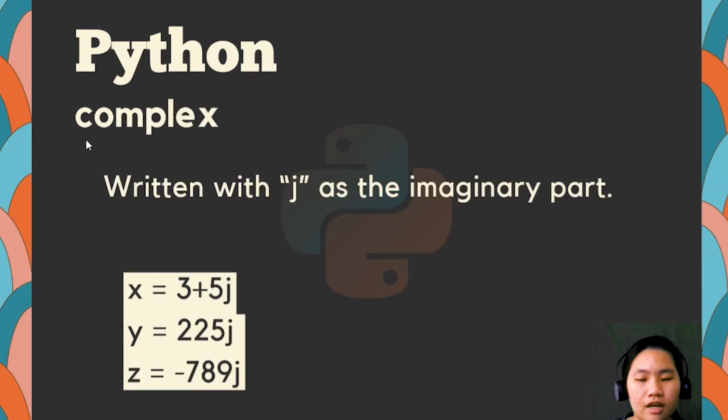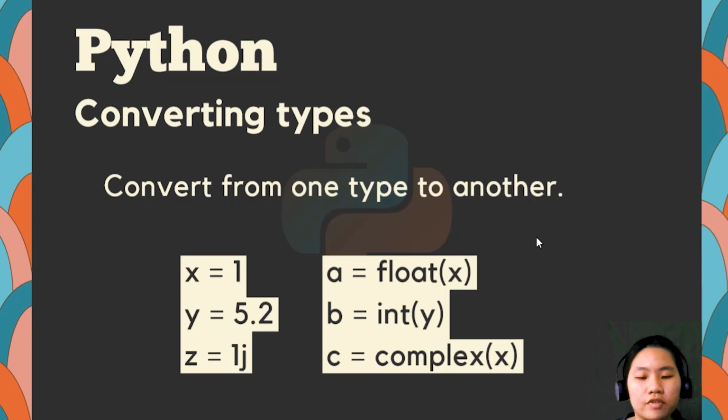Okay, now we have complex. So complex, we have j as the imaginary part. For example, 3 plus 5j, 225j, negative 789j, right?